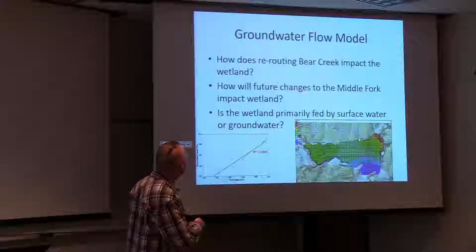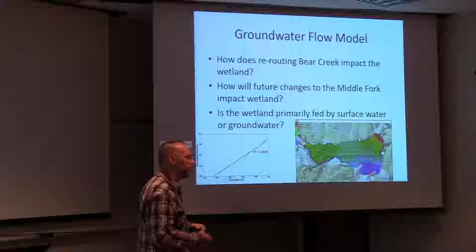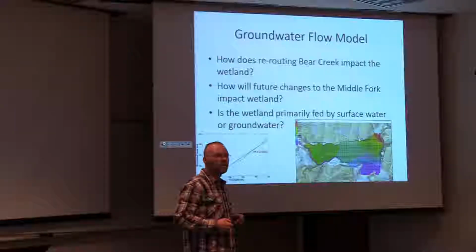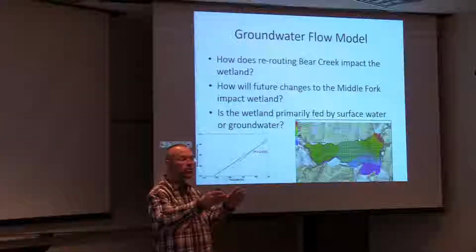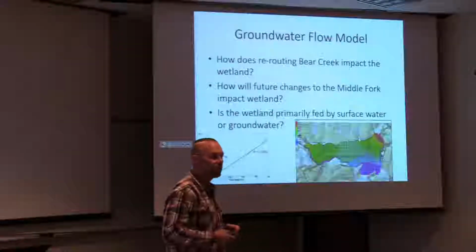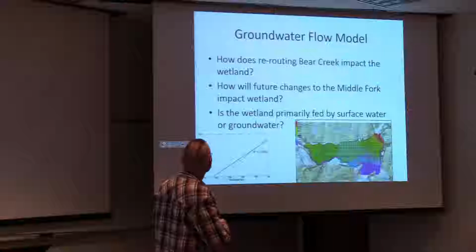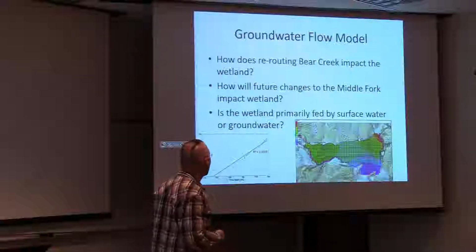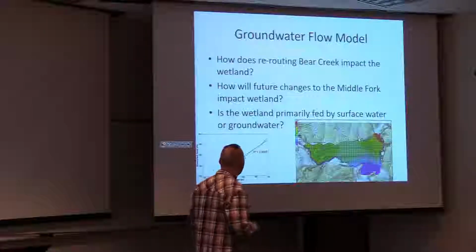How will future changes to the Middle Fork impact the wetland? So we hope we can add some increased sinuosity to the creek and add that into the model and see if it keeps the wetlands wet or not. And is the wetland primarily fed by surface water or groundwater? We hope to answer that ourselves.